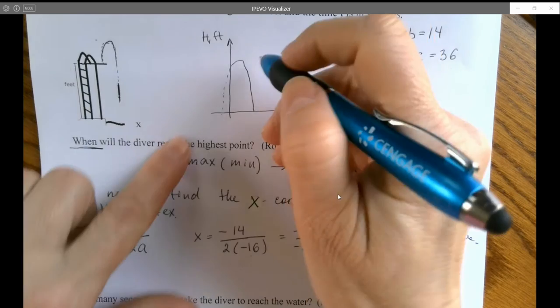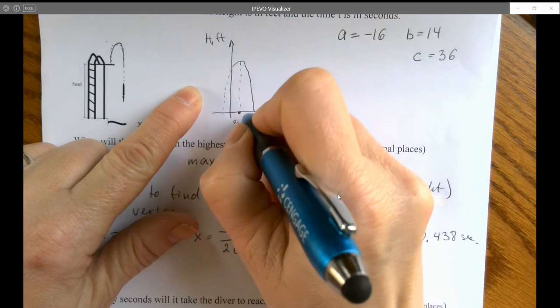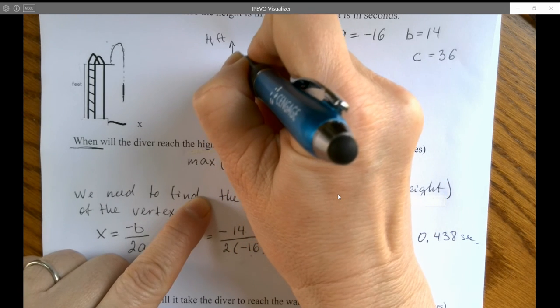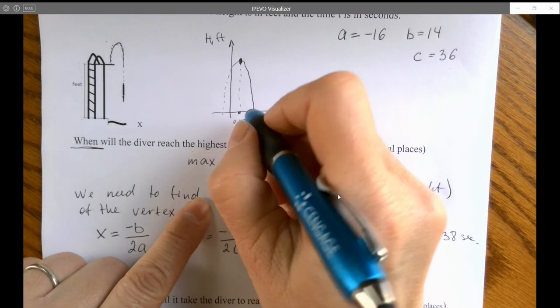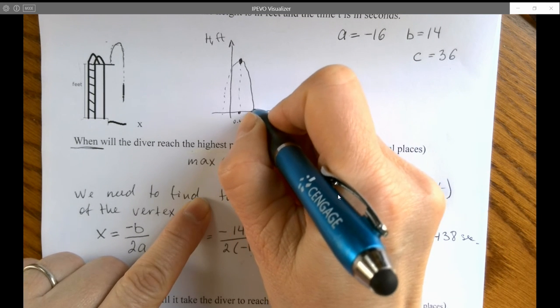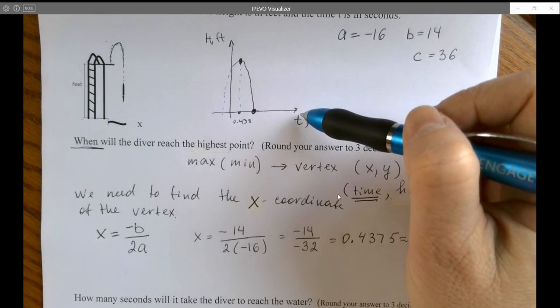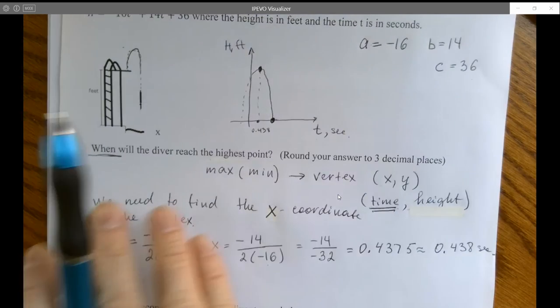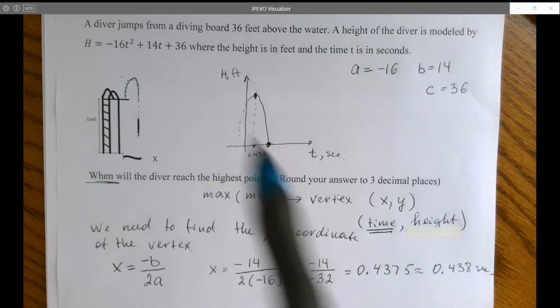On the graph, so first question was right here, 0.438. Now they're talking, because we were talking about the highest point and x coordinate of the vertex. Now they're asking when the diver will reach the water. It means the height will be equal to 0, and you see in our case it is an x-intercept. So we need to substitute 0 for height and solve the quadratic equation.